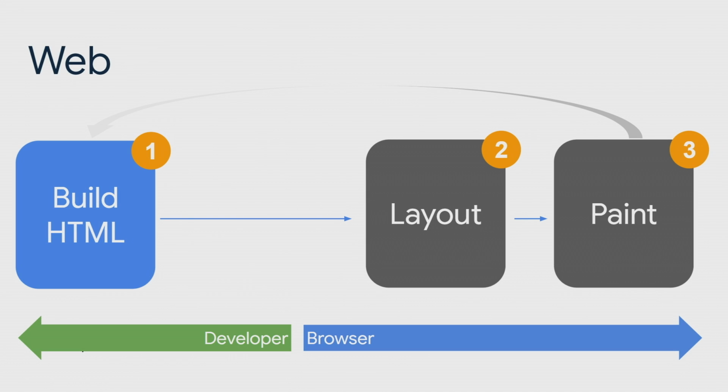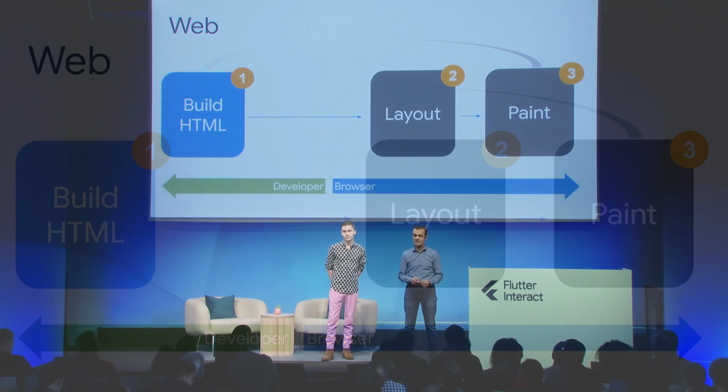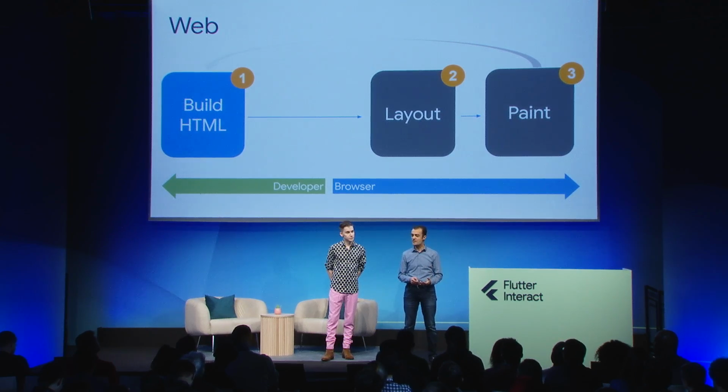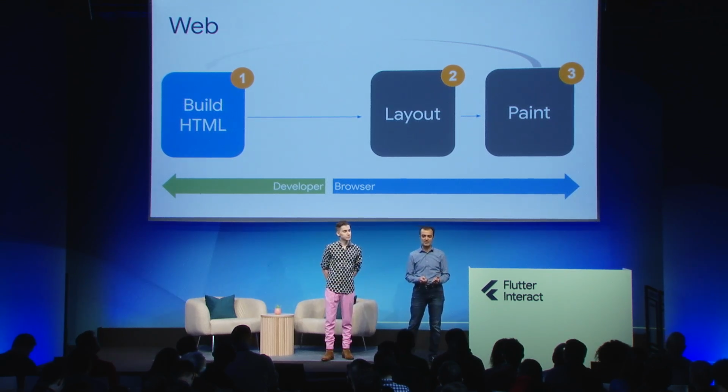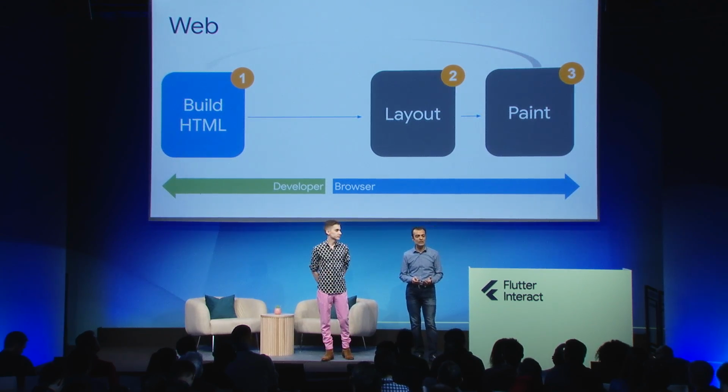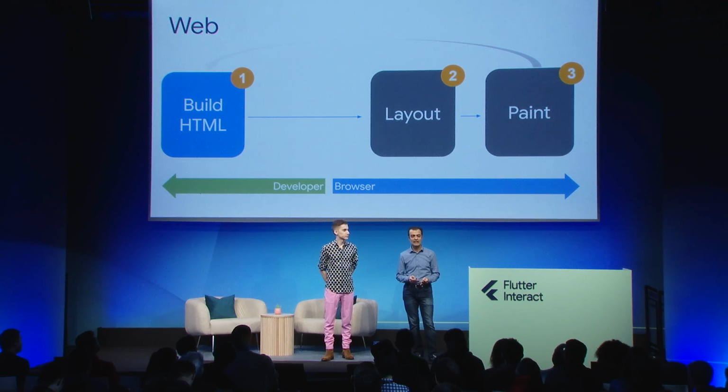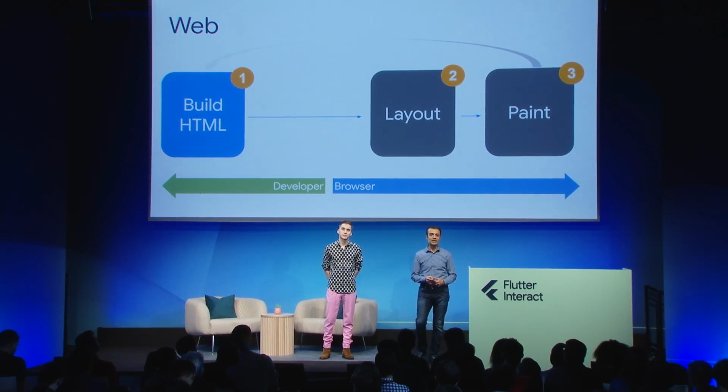So to show you how Flutter enables these rich interactive experiences on the web, let's take a look at how we build websites today. So typically, we use HTML templates and CSS to build up our element tree, and we pass it on to the browser. And the browser uses HTML and CSS to lay out our elements and paint them on a web page.